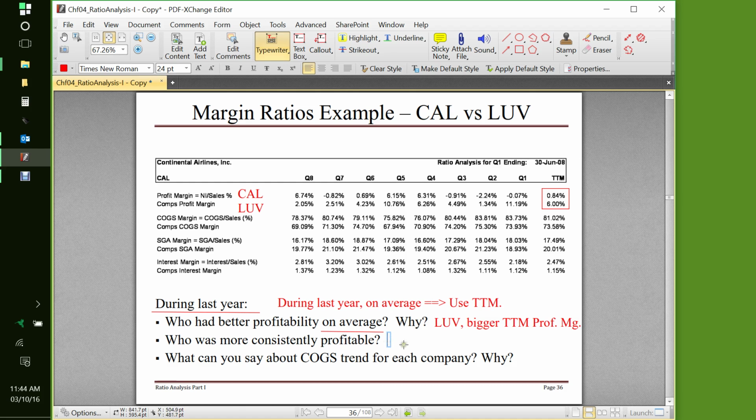And who was more consistently profitable? Now, if we're saying who is more consistently profitable, we've got to look at each 4 quarters. So we compare Q4 to Q4, about the same, Q3 to Q3. Love is still profitable, less profitable, but Continental has gone negative. Q2 to Q2, Love is still profitable, less again, but Continental has gone very negative. And for Q1, Love is very, very profitable, and Continental is still negative. So who was more consistently profitable? Clearly Love, always positive, right? Continental has gone negative for 3 quarters. Okay, so that's going to be Love here. So let's type that in.